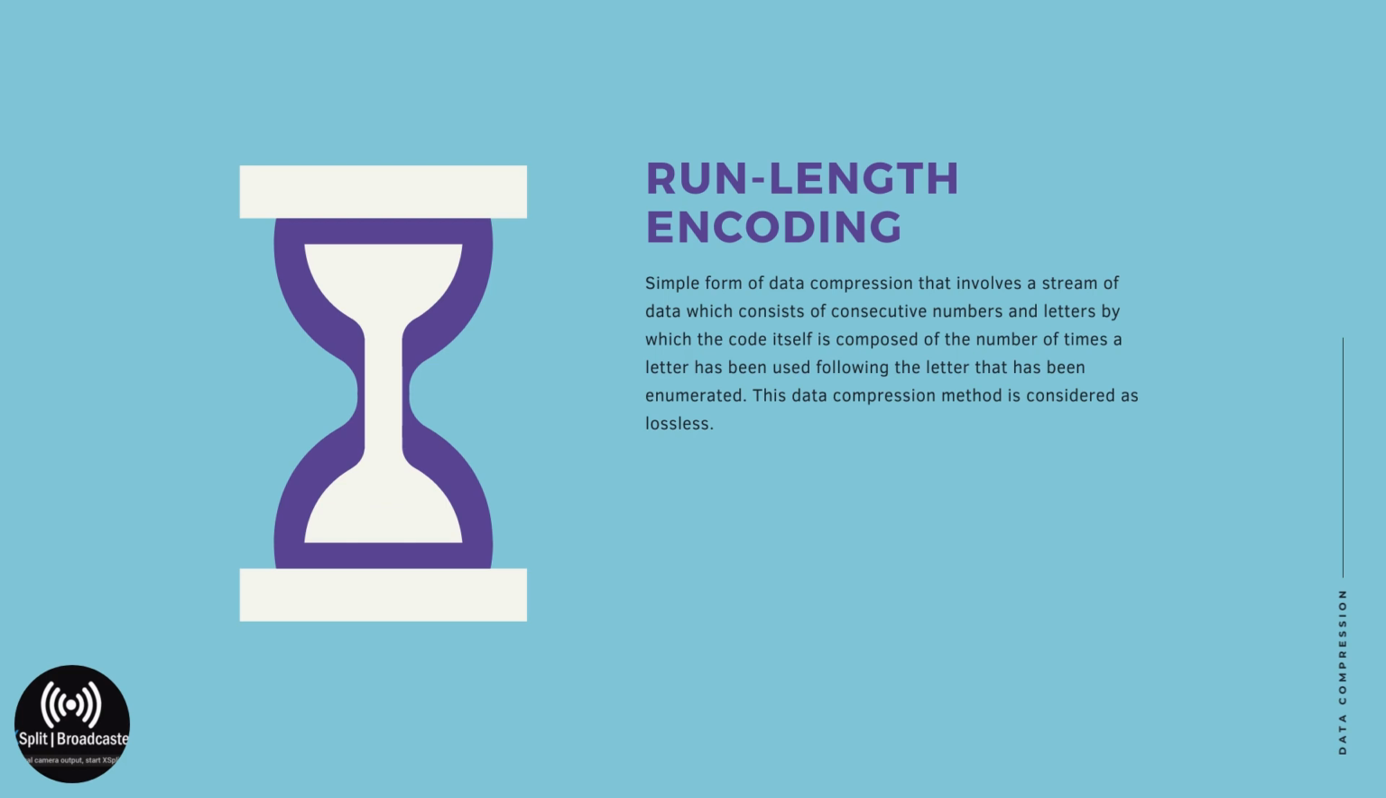Now, for run length: run length encoding is considered a very simple form of data compression wherein there is a given stream of data, which is considered as the input, and an output data stream, which is comprised of the number of times a letter has been enumerated within the data stream followed by the said letter that was enumerated.